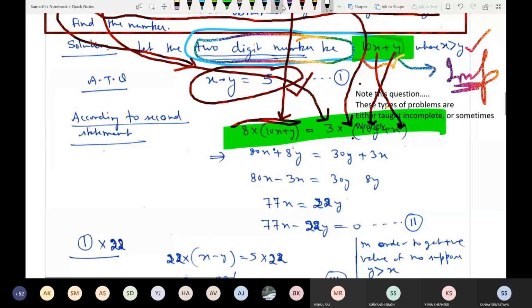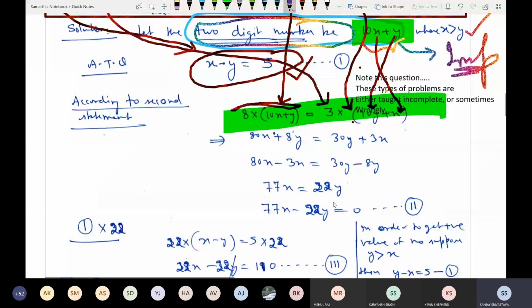Now, till now, is it clear to everybody? Yes, sir. Now, the first equation was x minus y is equal to 5, and the second equation is 77x minus 22y equal to 0.